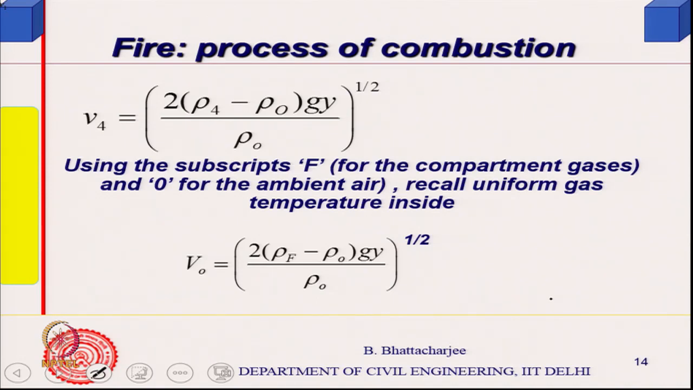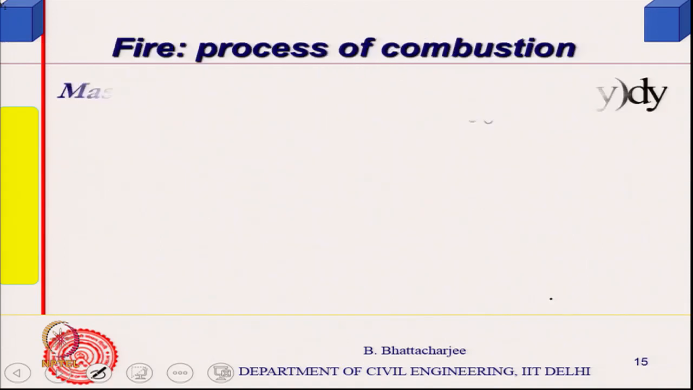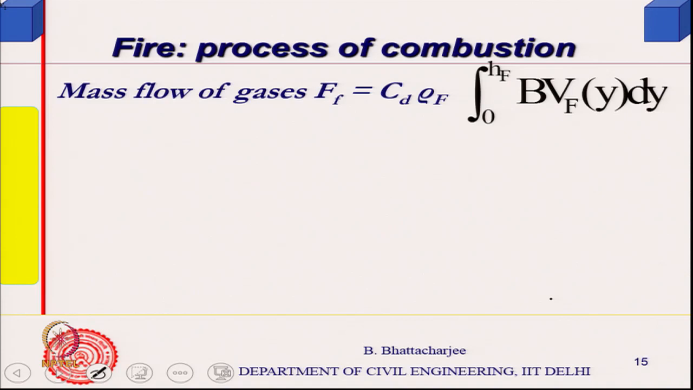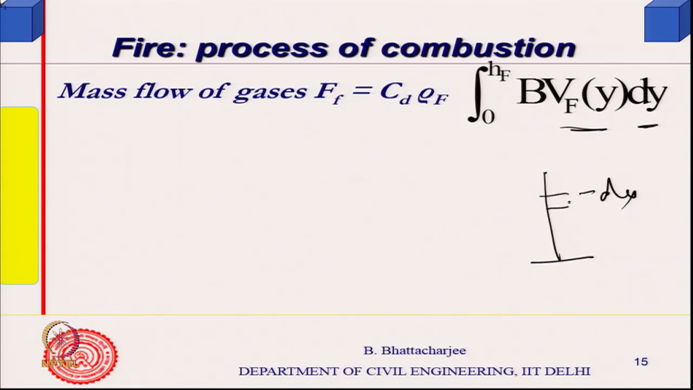So, V0, which denotes the velocity of oxygen or air at a distance y below the neutral plane, is given by this. Now, I can calculate the flow. The mass flow rate for flow gases would be the integral of Vf(y) into dy. As I said, consider a small dy element above the neutral plane. Velocity here is Vf(y).